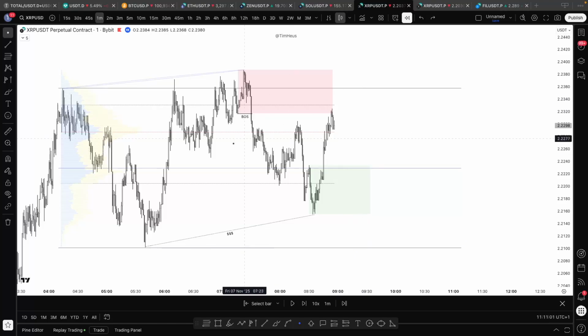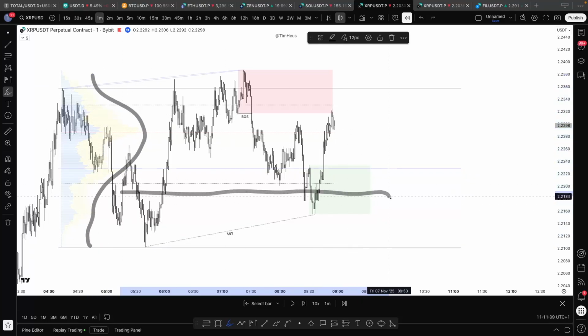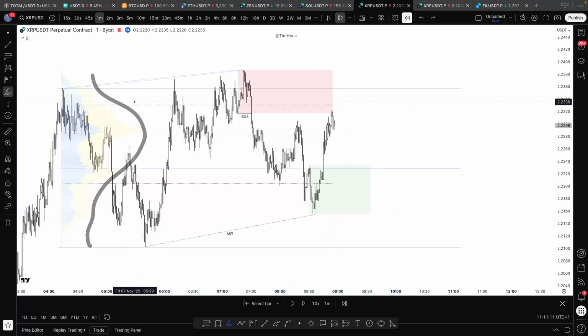So when I see price coming in right there with the volume profile mainly being in the upper section of the range, you see a gap right here in volume, and you see the main volume is in the upper section of the range.